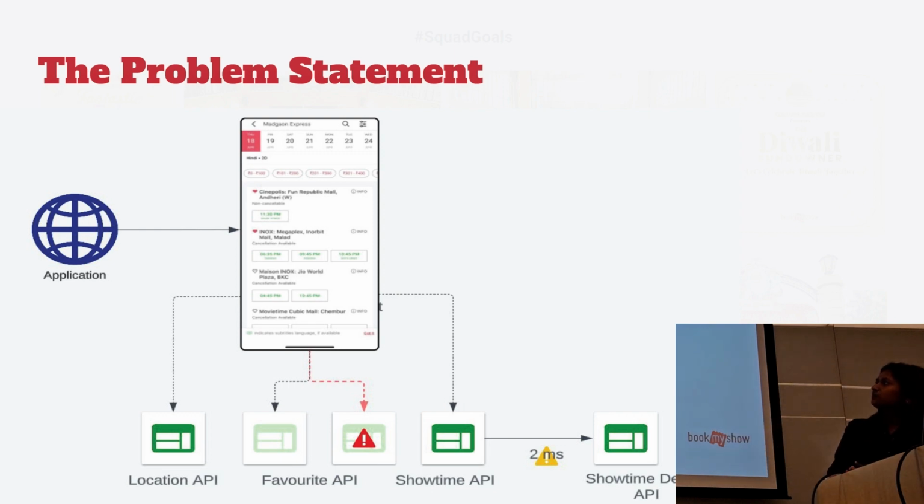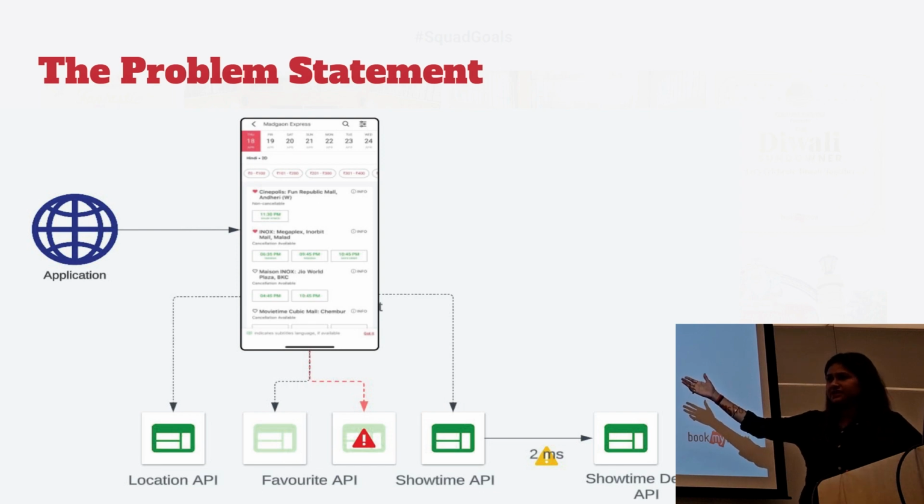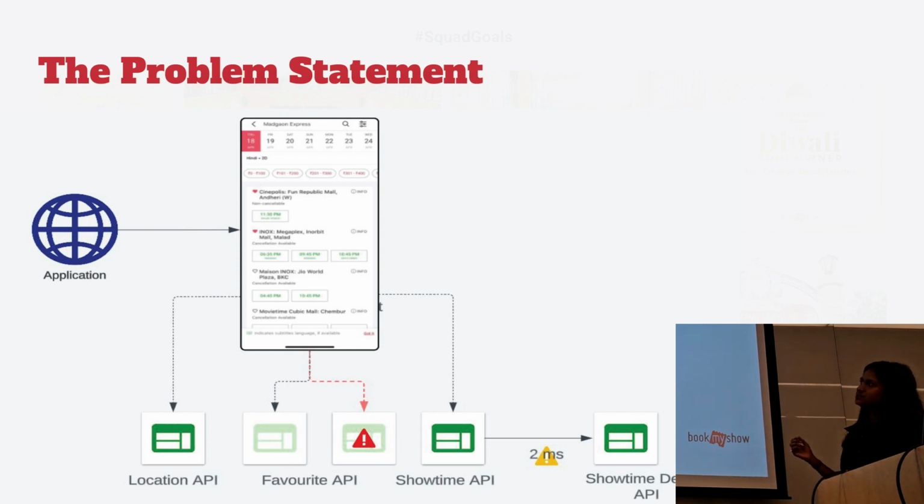Let's say you want to see a movie, Madgaon Express, and you want to book tickets for that movie. You will click on that particular movie, and you must have seen this page while booking the tickets. Consider there are three major APIs being called on this page: the location API, the favorite API, and the showtime API. Now, the data coming on this page from these three APIs indicates the following. For example, you are currently in Andheri, and you want to book a ticket. The first cinemas shown on your page would be the nearest cinemas to you. That is being powered by the location API.